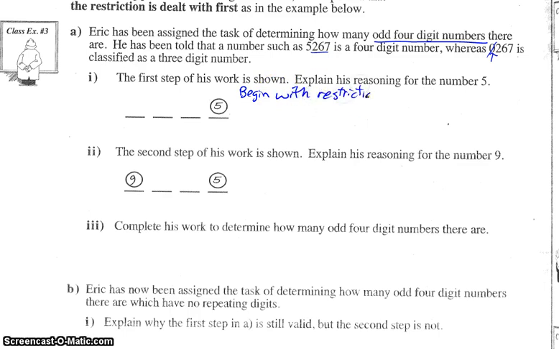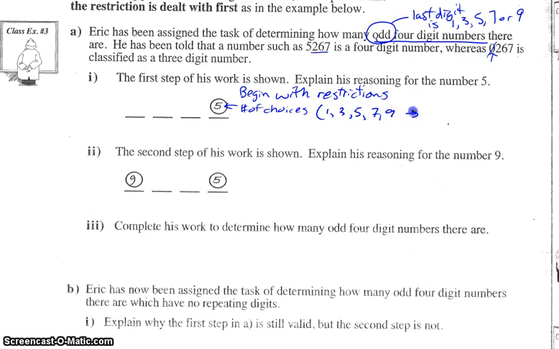So if it's an odd number, that means the last digit is 1, 3, 5, 7, or 9. So given that, we would have 5 choices. So this is number of choices. All right, so that's basically where that 5 is getting from. Number of choices, you're choosing from 1, 3, 5, 7, or 9 because we need an odd number.